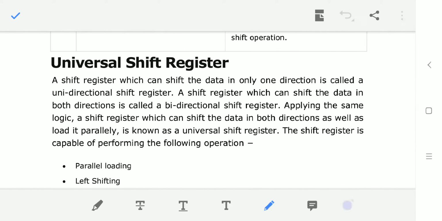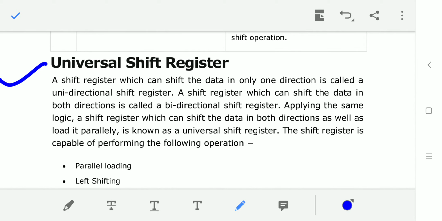Universal shift register. Next is a shift register which can shift the data in only one direction is called a unidirectional shift register. A shift register which can shift the data in both directions is called a bidirectional shift register. Applying the same logic, a shift register which can shift the data in both directions as well as load it parallelly is known as universal shift register.